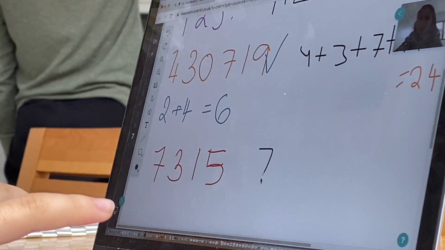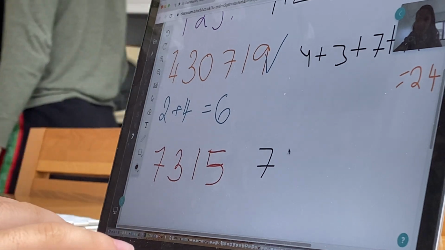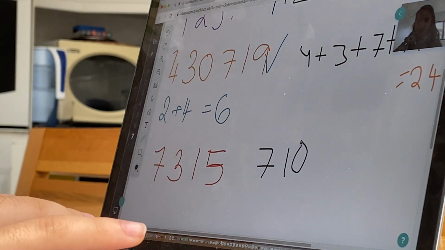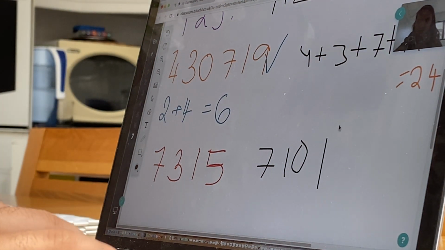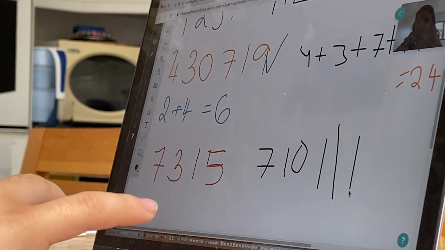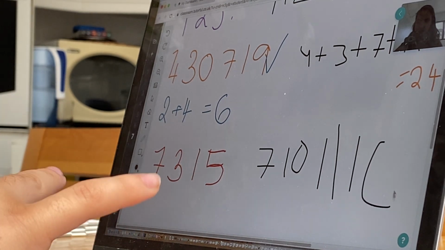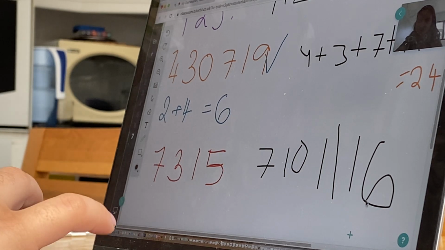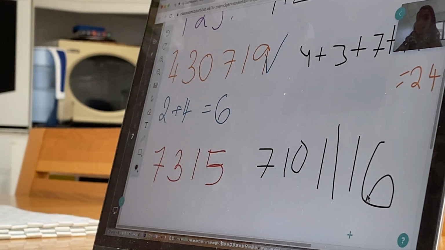Okay, so 7,315, is that divisible by 3? It is not, exactly right. Because we get 16 as our answer, so it's not divisible by 3. Perfect.